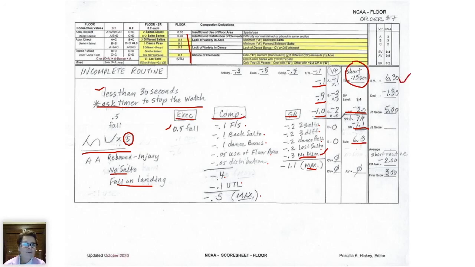Then I go back over to what I can take off. I took off 3/10 for artistry, 5/10 for execution, 4 for composition, and 1 for UTL, maximum of 5. So I got a 1.3 off the 6.3 for a 5. But then as a chief judge, I need to take off 2/10 for the short, 2 points for the short routine. So her score for performing 2 A's in a college meet was a 3.0.